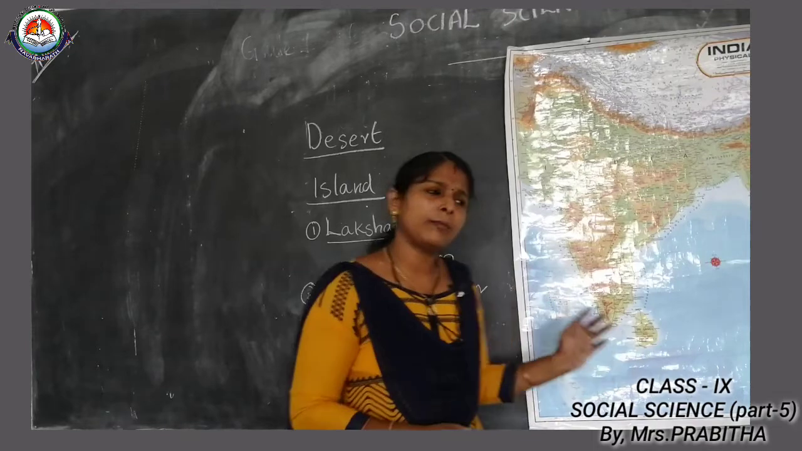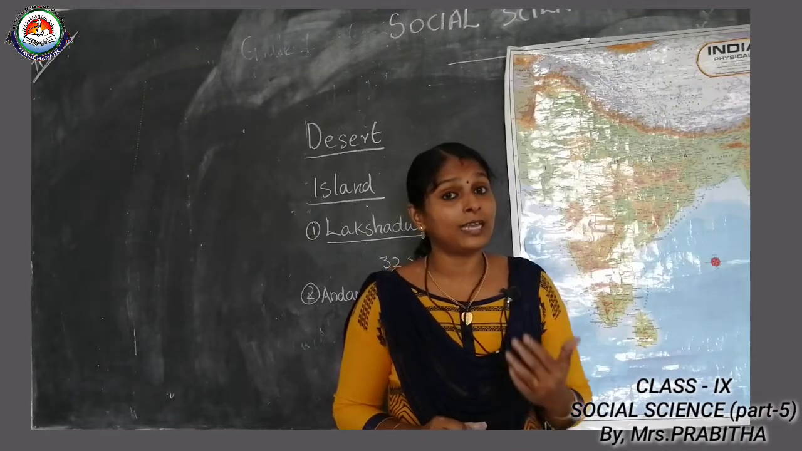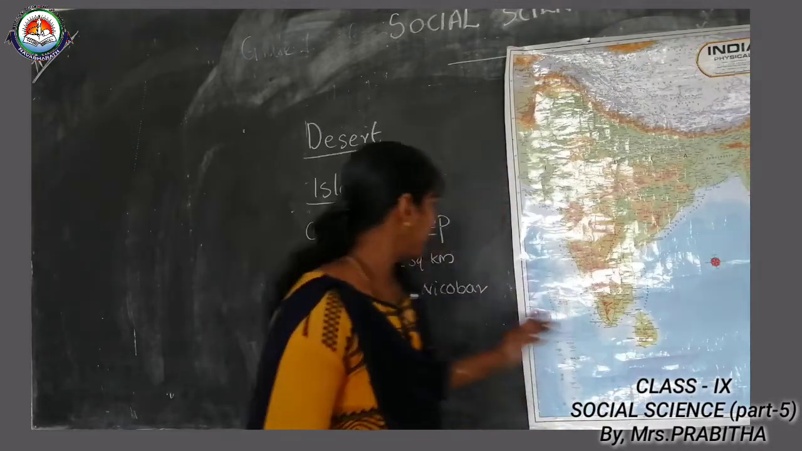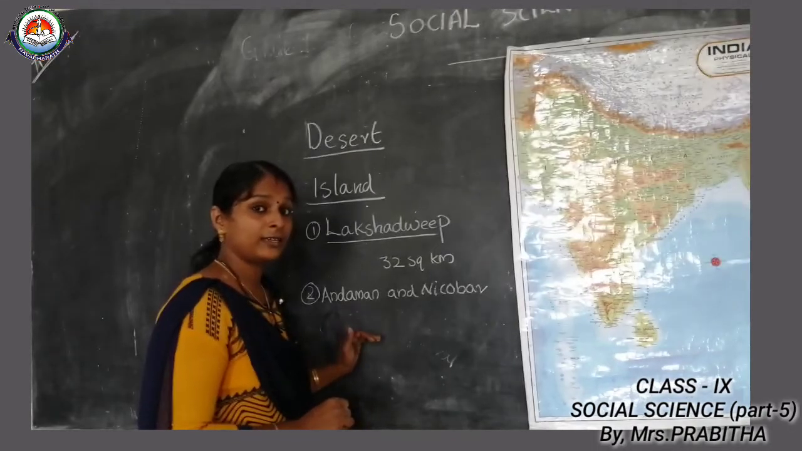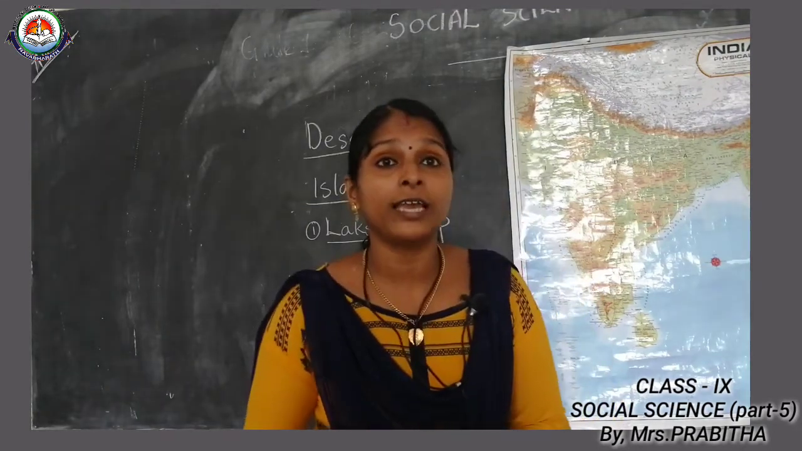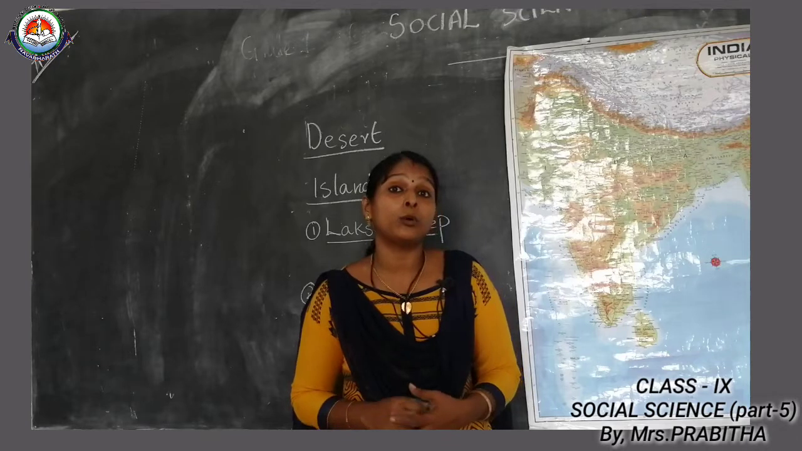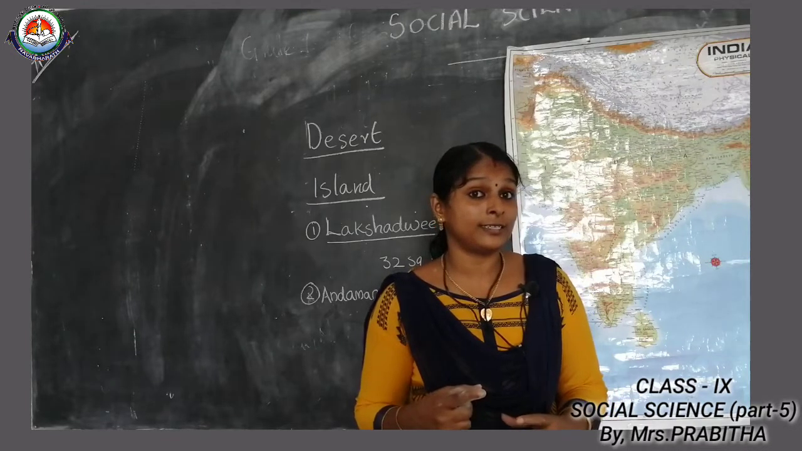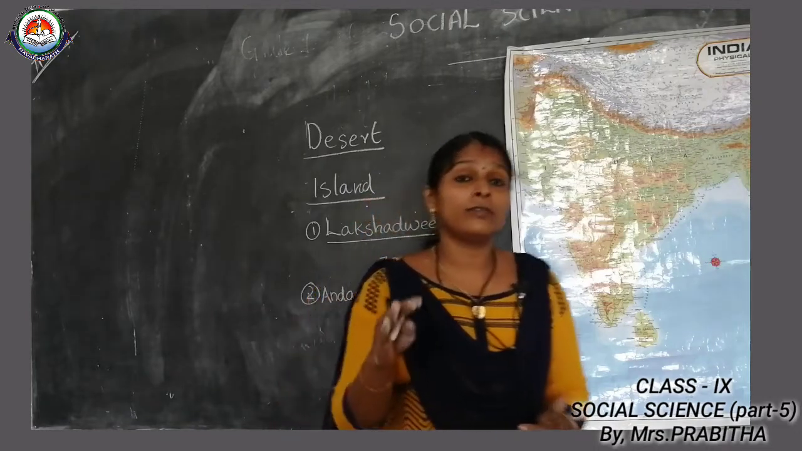This Andaman and Nicobar group is close to the equator, so it receives an equatorial climate. So I think everybody understood. Which type of climate is here? Equatorial climate, so it is very thickly covered with forest. Lakshadweep is a coral island, but the Andaman and Nicobar Islands are volcanic islands. Got it? Everybody understood, I think.